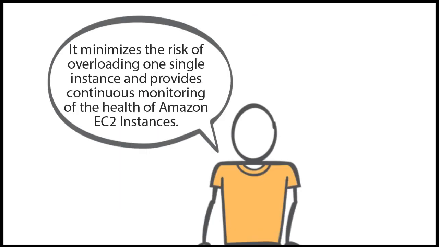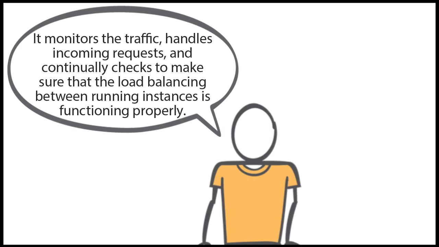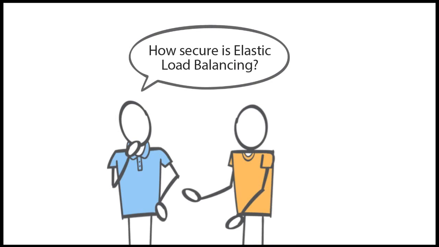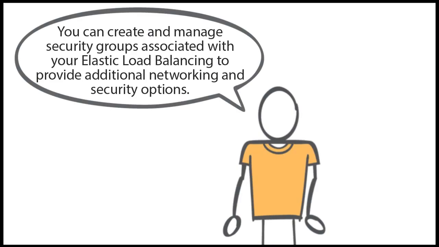Like what? It minimizes the risk of overloading one single instance and provides continuous monitoring of the health of Amazon EC2 instances. It monitors the traffic, handles incoming requests, and continually checks to make sure that the load balancing between running instances is functioning properly. How secure is elastic load balancing? You can create and manage security groups associated with your elastic load balancing to provide additional networking and security options.